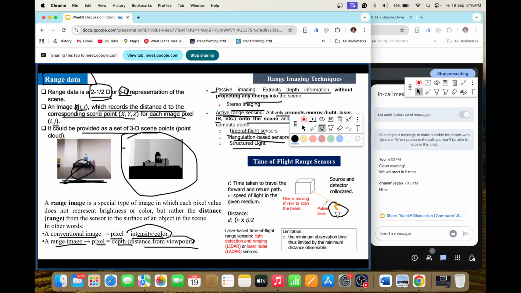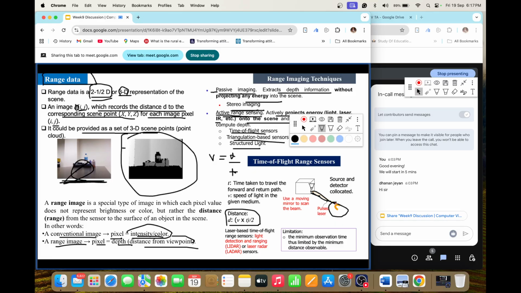The laser projects energy onto the object. We want to know the depth of this object, so we project the energy onto it, and after it reflects, we collect the energy back. Why are we doing this? To calculate the distance. How can we calculate the distance? We know speed is nothing but distance by time, so speed equals distance divided by time.